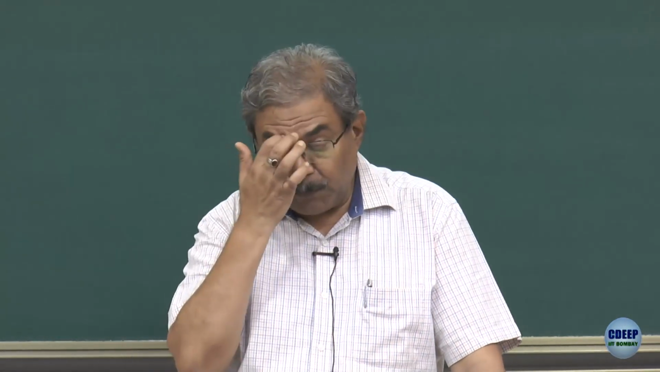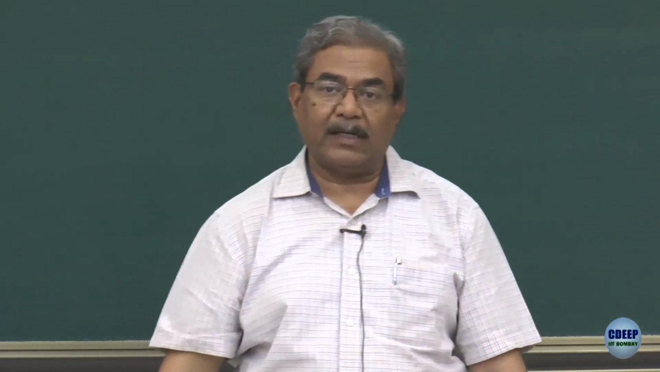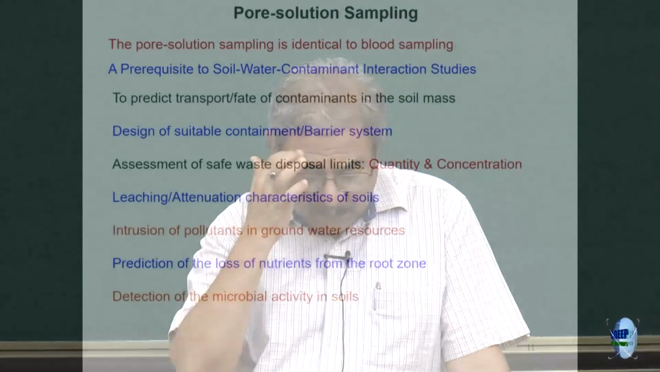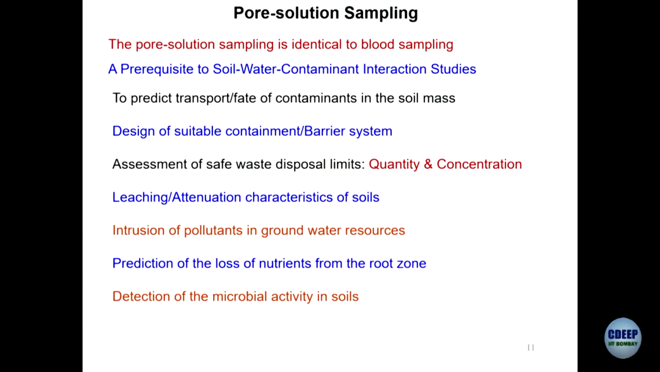Pollutants in the groundwater, then prediction of the loss of nutrients, this is becoming a major issue for agricultural lands. How to preserve their fertility, nutrients should not migrate. And then detection of the microbial activity in the soils.